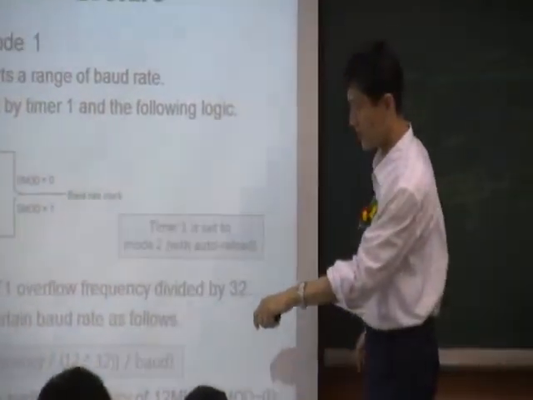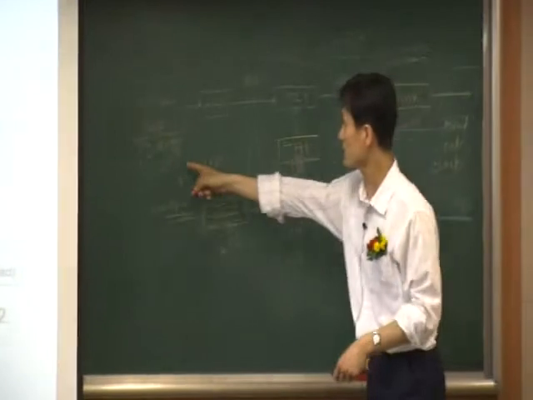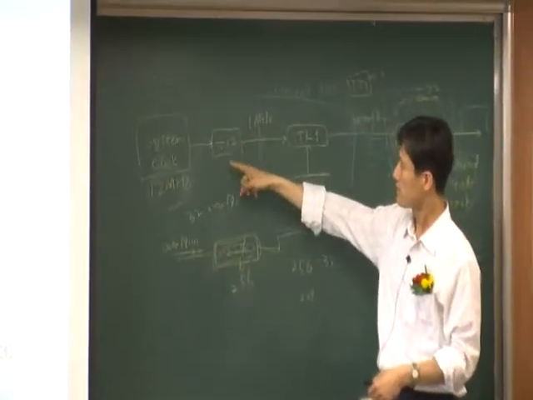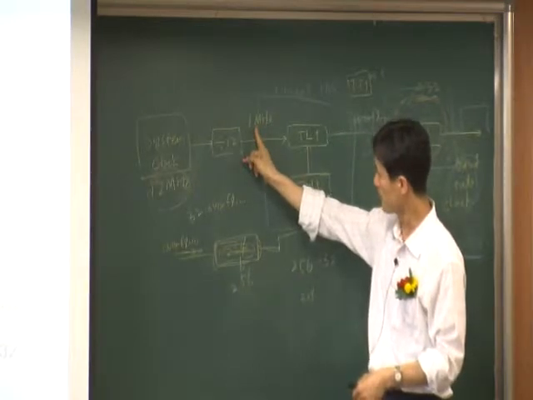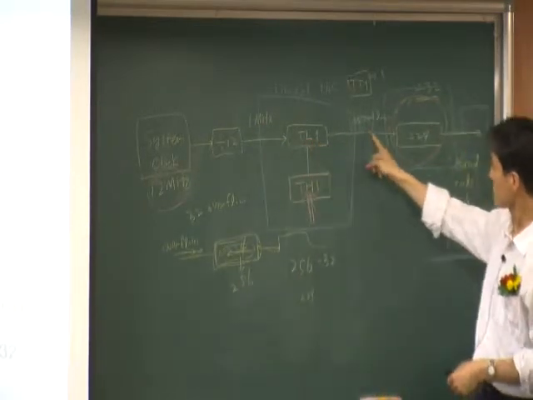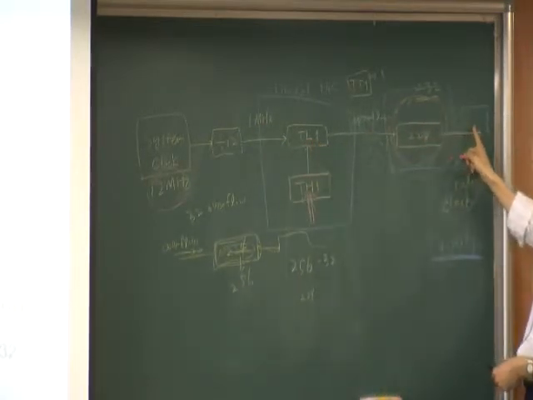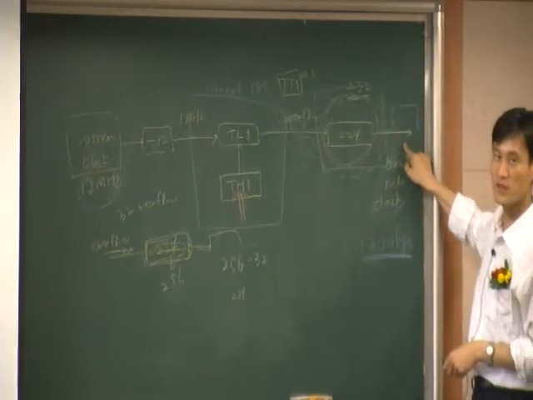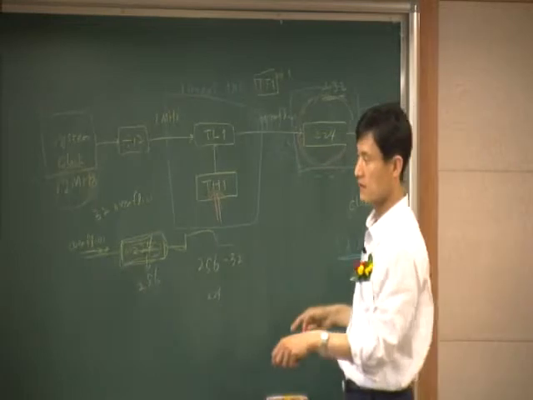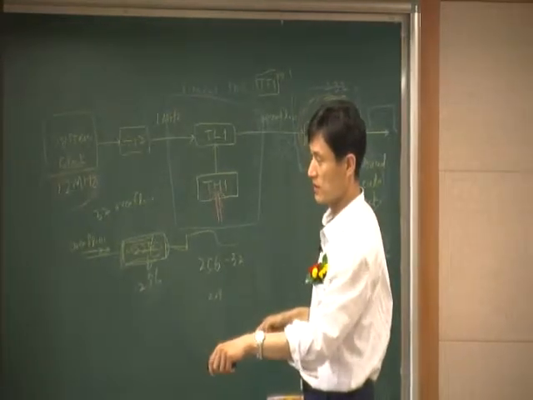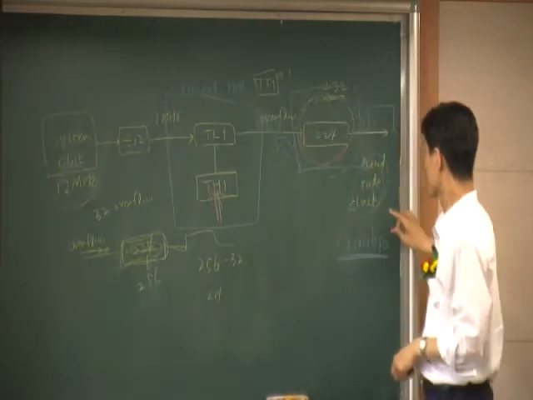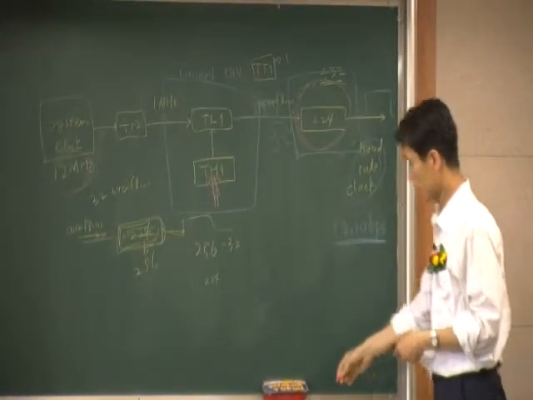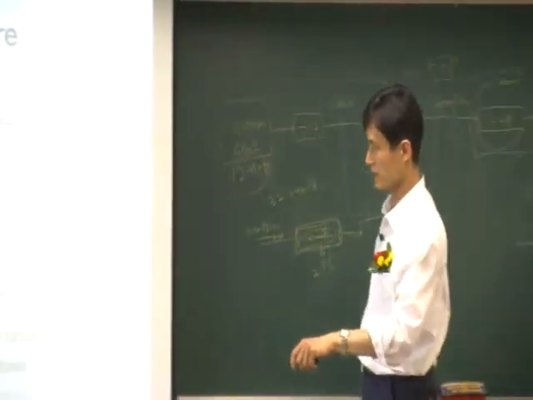Why do we divide by 12 and divide by 32? Because this clock is 12 megahertz, but that's being slowed down to 1 megahertz and gets slowed down again by 32. So here it's very slow compared to this one, much slower. So that's what we have here.